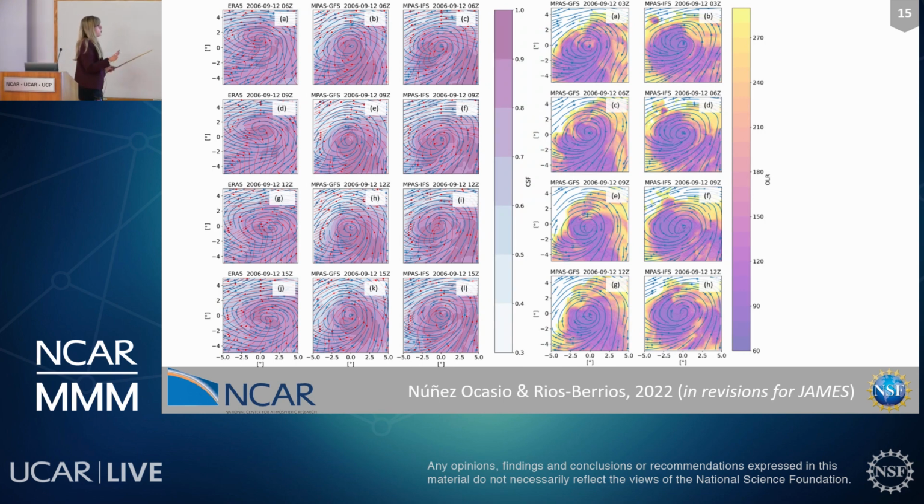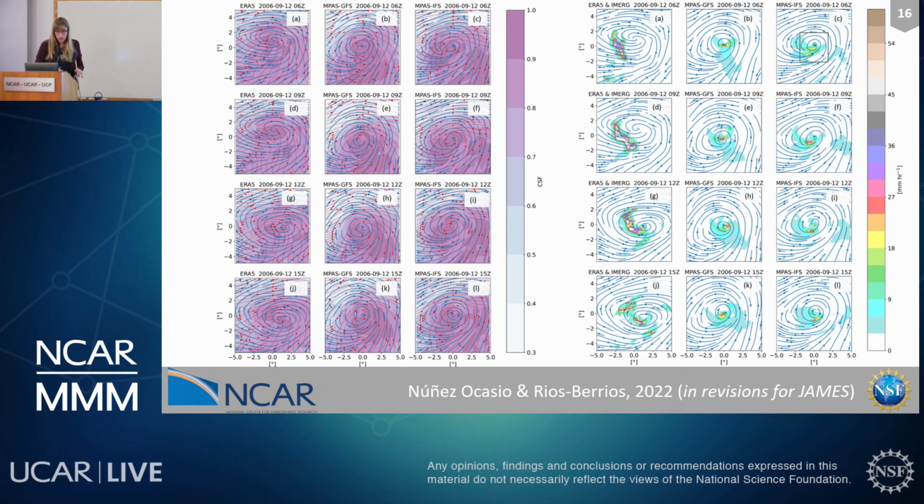And just to convince you further, we could see that the outgoing longwave radiation here on the right shows the coldest cloud tops are co-located with the most saturated air in the simulations. Now the rainfall is a little bit more tricky.